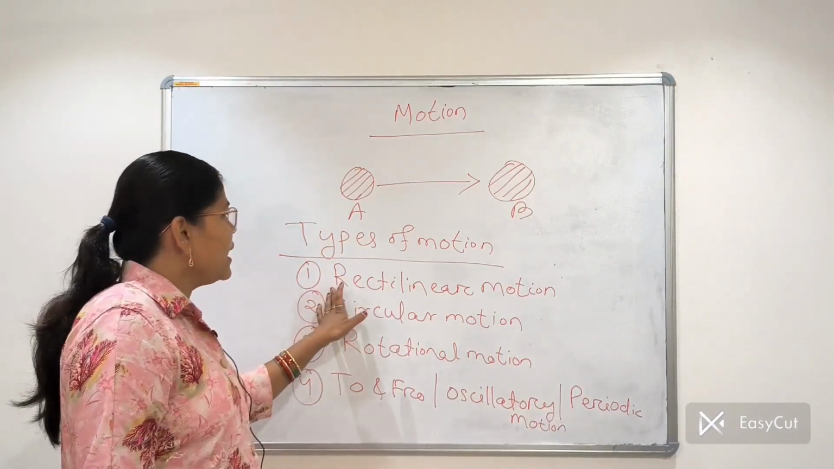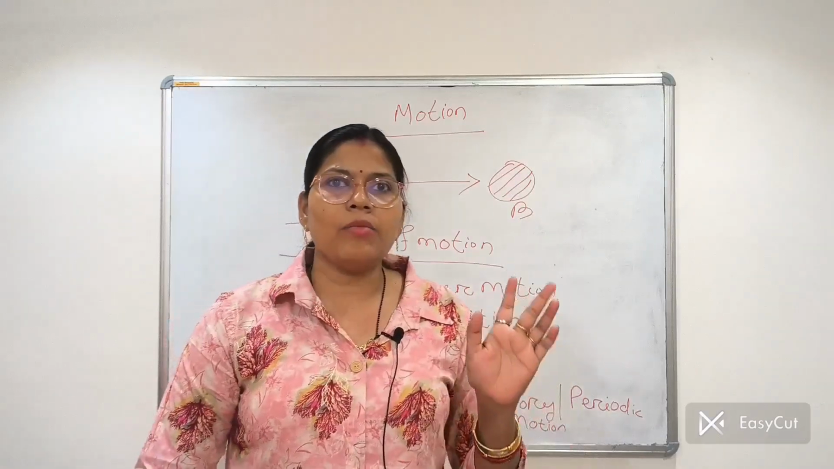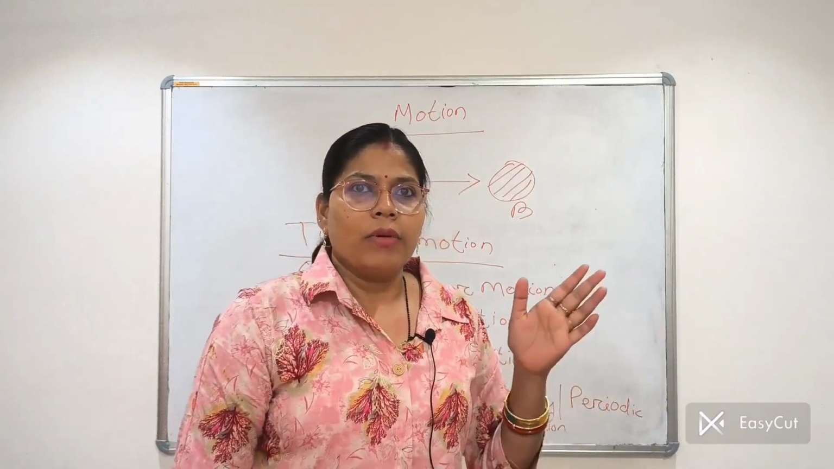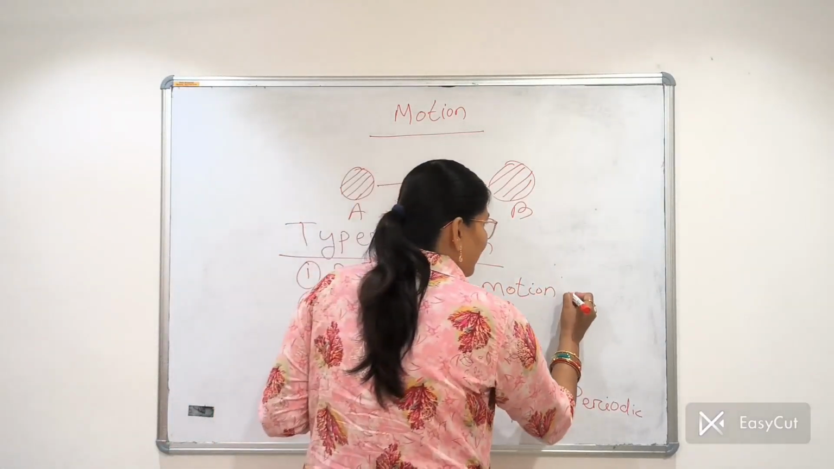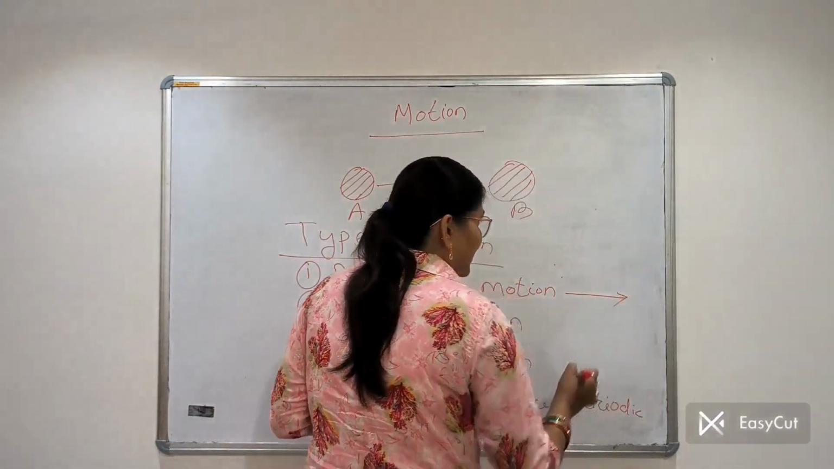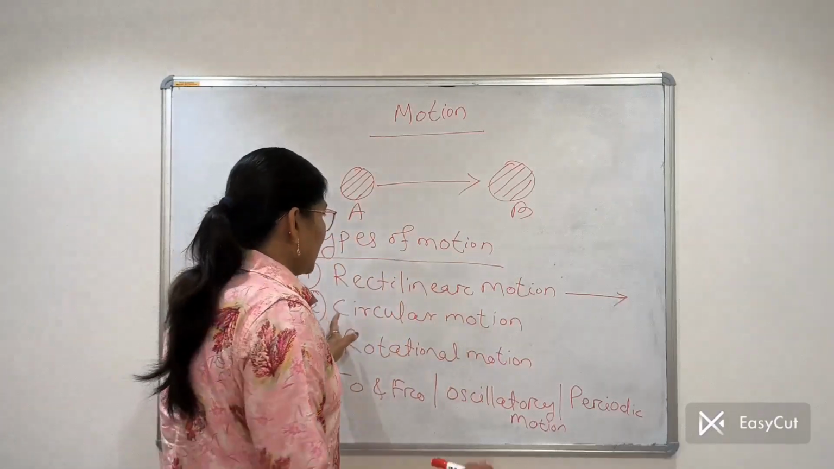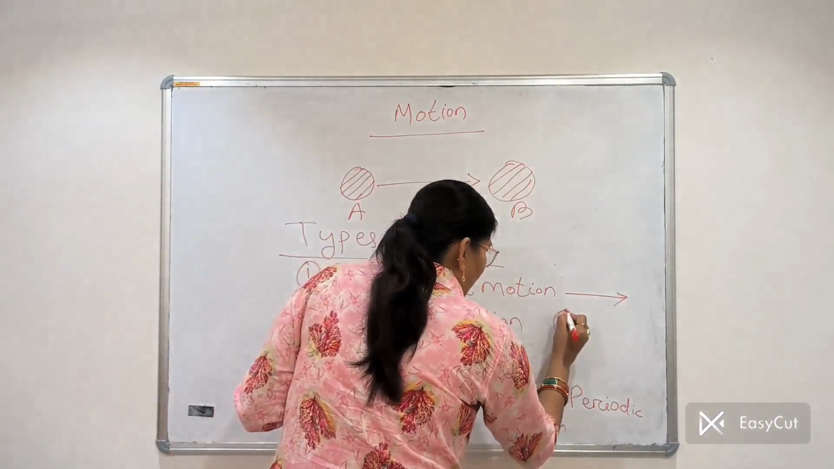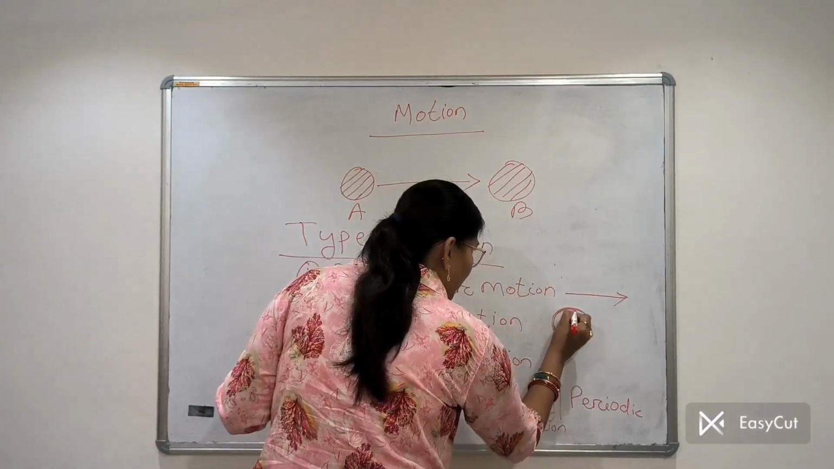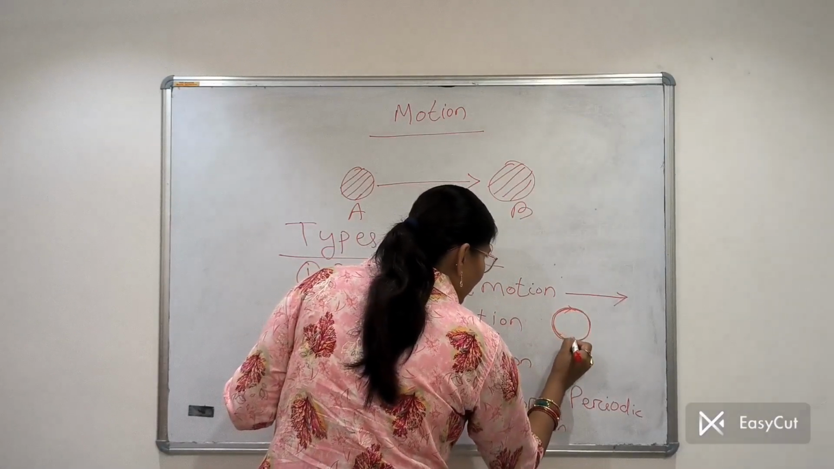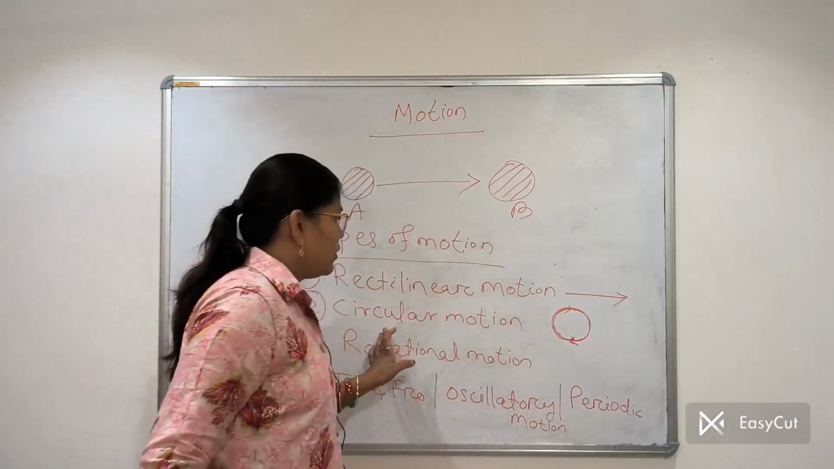The first one is rectilinear motion. What is rectilinear motion? When the motion occurs in a straight line, then it is known as rectilinear motion. That means the motion in a straight line is known as rectilinear motion. Come to circular motion. The motion in a circular path is known as circular motion.